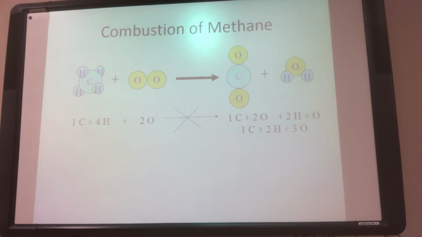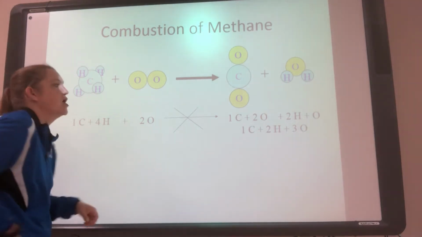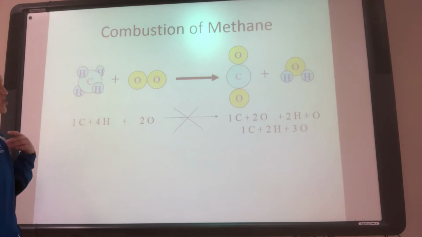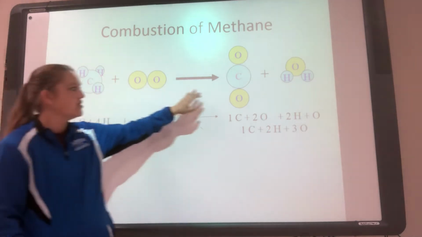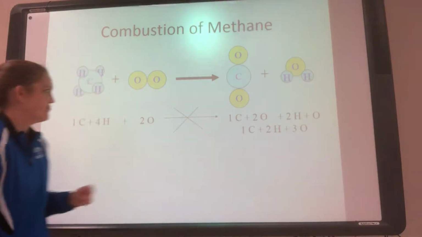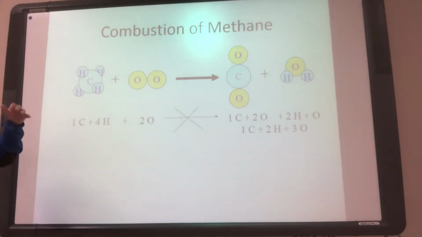All right, so now we want to talk about balancing equations. So let's look at this. This is the combustion of methane. So here's methane, and if it's combusted, I add some oxygen, and I get CO2 and water. Okay, so this is just the basic layout.